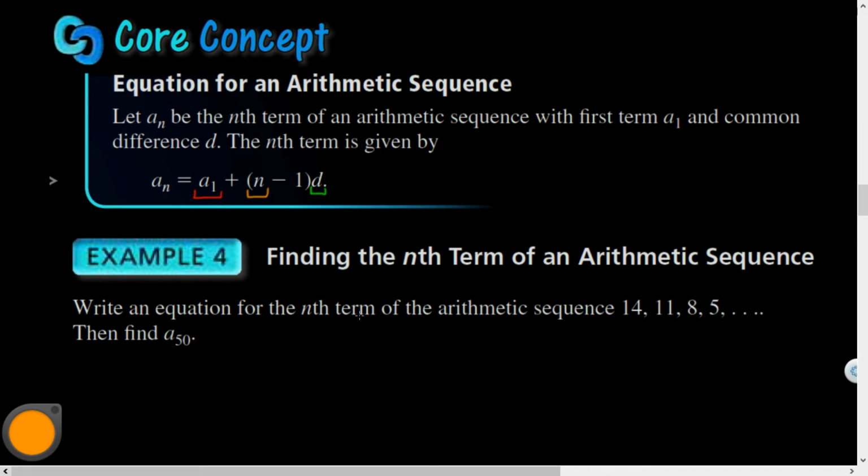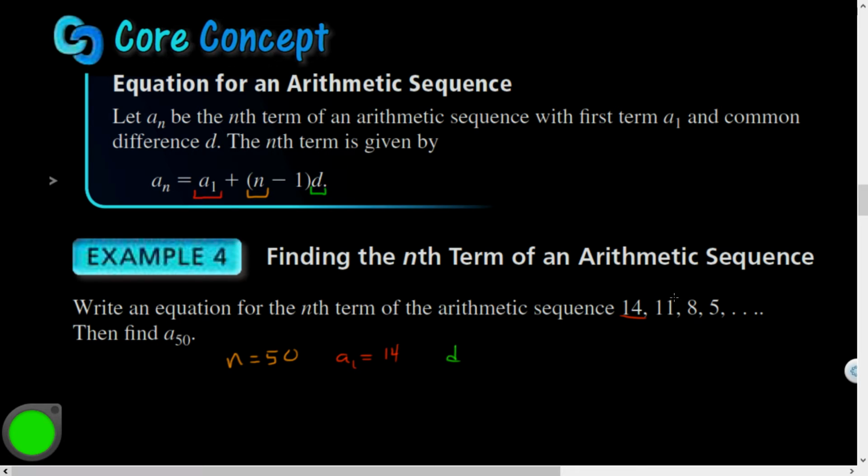So write the equation for the nth term of the arithmetic sequence. All right. So what do I know? I'm looking for a sub 50, so that means n equals 50. I know the first term in this list is 14, so a sub 1 equals 14. So the first thing I want you to do is actually go through and label all of these things. Let's see, how can I find the common difference?